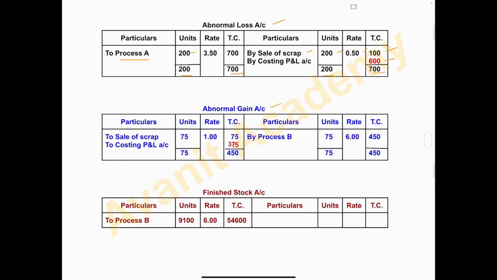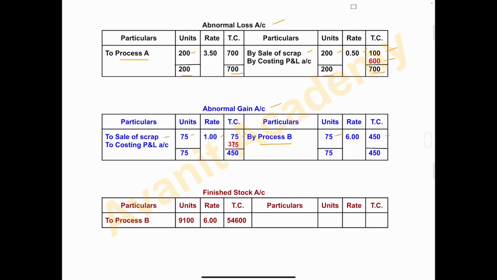Next we'll prepare the abnormal gain account. In process B we got abnormal gain. So credit side write by process B account. Quantity is 75, rate per unit is rupees 6 and the amount is 450. Okay, for all these things, you can refer the process A account and process B account. Debit side write to sale of scrap, units are 75 and in process B, the scrap value is rupee 1 per unit. Right here rupee 1 and the amount is 75.